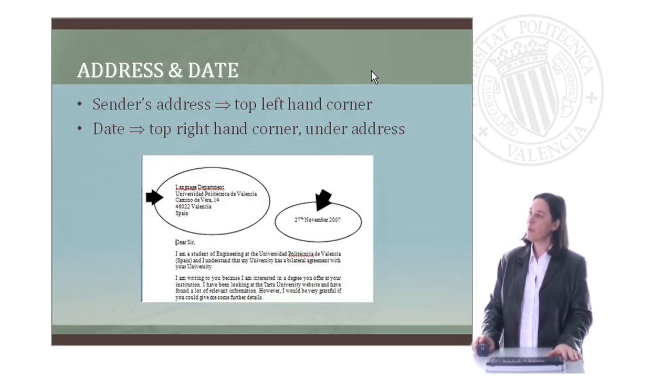First of all, we have to include the sender's address. Okay, so that would be our address. We have to place this on the top left-hand corner of the letter, as you can see here, where the arrow is, and also the date. We have to specify the date. The date would normally go underneath the sender's address towards the right of the letter.